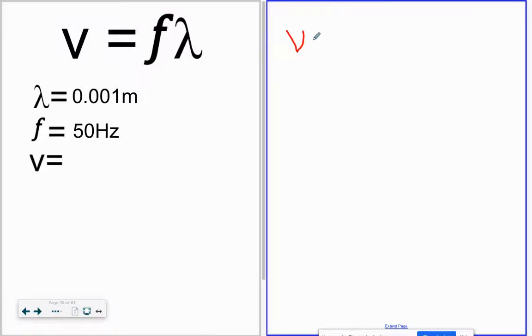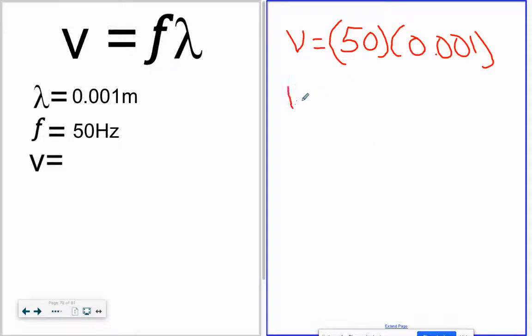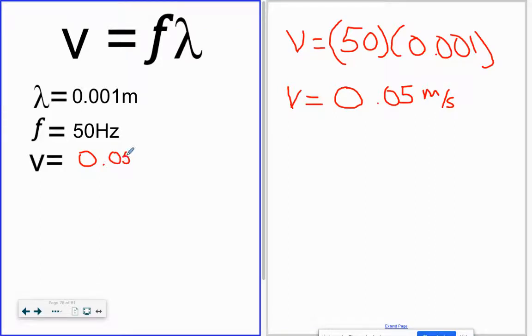If I have velocity equals my number for frequency, which is 50, and my number for wavelength, which is 0.001. If you notice, I've put parentheses around those because I need to multiply those two numbers together. When I multiply those two numbers together, my velocity is determined to be 0.05 meters per second. So we would write 0.05 meters per second right there.